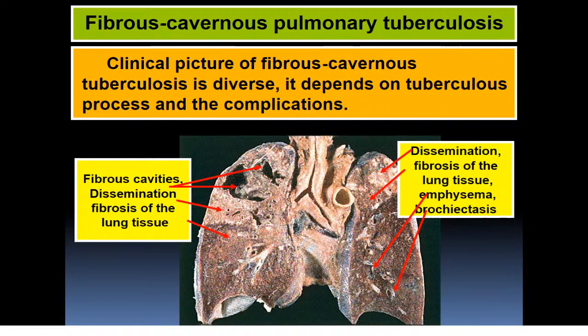Clinical picture of fibrous cavernous tuberculosis is diverse. It depends on the tuberculosis process and the complications. Here you can see fibrous cavities and dissemination in both lungs, and fibrosis of the lung tissue around the cavern. Also, in the lower part of the left lung, we can see emphysema and bronchiectasis. This is a macro preparation.